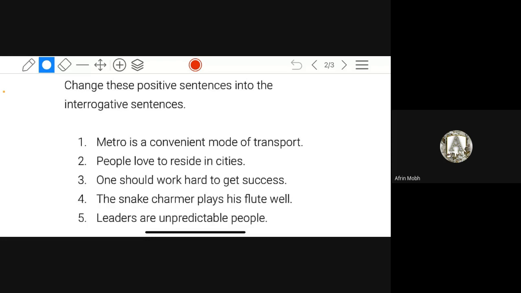Number one, metro is a convenient mode of transport. Is metro a convenient mode of transport? Yes. And with which punctuation mark? Question mark. Don't forget that. People love to reside in cities. Now here there is no helping verb. Check the tense. In the first sentence, the helping verb was there, so it was easy for you. Here there is no helping verb.